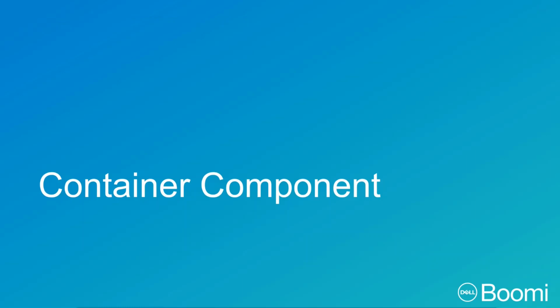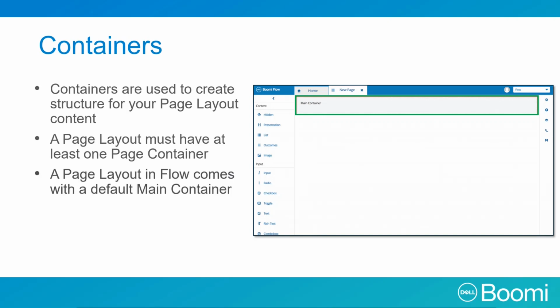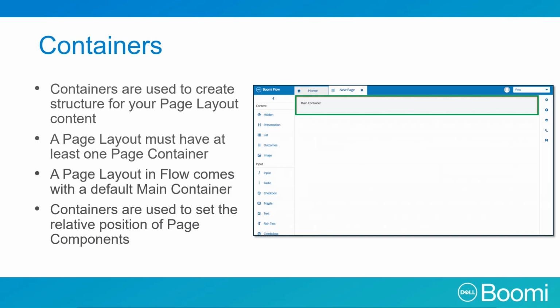In this section, we'll speak about the container component and discuss how it is used to create a page layout in Boomi Flow. Containers are used to create the structure of your page layout's content. A page layout must have at least one page container. The main container is default to a page layout, and containers are used to set the relative position of page components, or in other words, like we have said before, build the structure of your page layout.